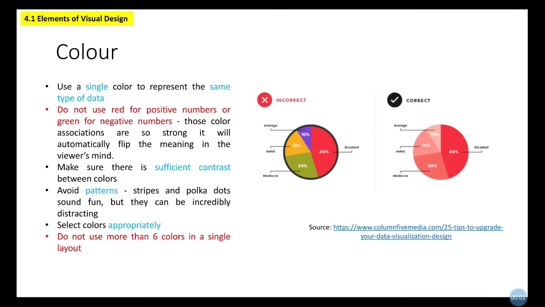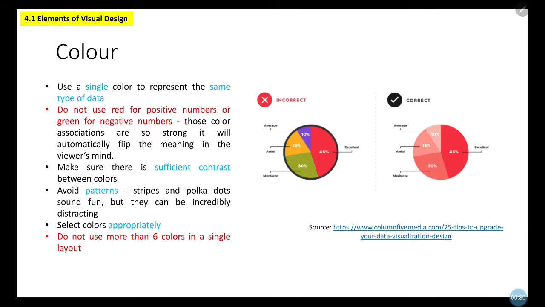Okay, next is the elements of color. Color is one of the elements that can be discussed from many angles. For example, we need to use a single color to represent the same type of data, because this lessens the effort for the reader to understand your data. So we want to avoid their confusion.